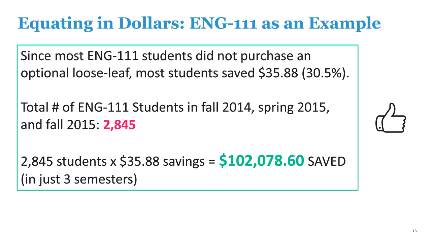Now, this is before we've rolled out additional resources and other free digital products, but just book to book, printed to e-text, that's how much they were saving. Then I showed you the number of students that we saw over that academic year. And so our students saved $102,000 just by us converting from print to a digital textbook.